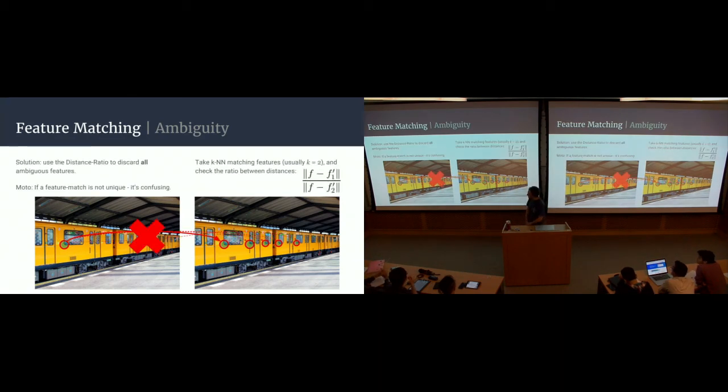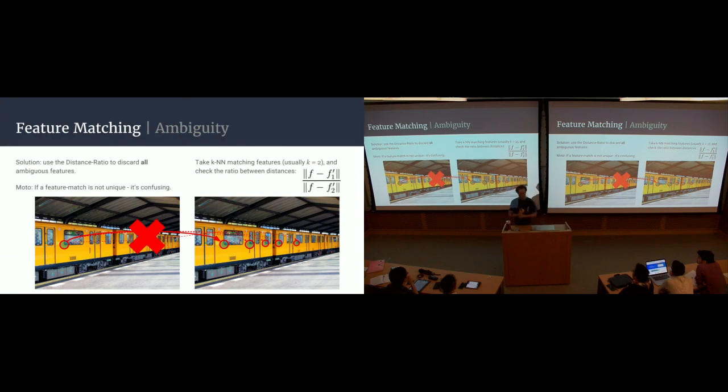So what do we do? We can take the distance ratio. This is another idea from the SIFT paper from David Lowe. The idea is that you look at two features in the target image. You have one feature here. You look at the two nearest ones in the other image. You take the distance to the first one and the distance to the second one, and just take a ratio between them.